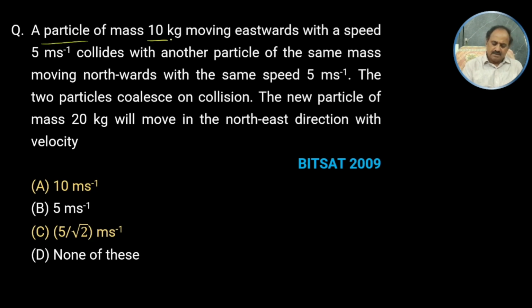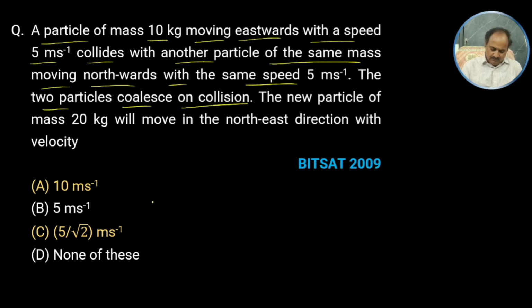Similarly, let us take another important problem, asking like this. A particle of mass 10 kg moving eastwards with a speed of 5 meter per second collides with another particle of the same mass moving northwards with the same speed. The two particles coalesce on collision. It is like this: the first particle is moving in the east direction with a velocity v1 equal to 5 meter per second, and its mass m1 is given as 10 kilograms.